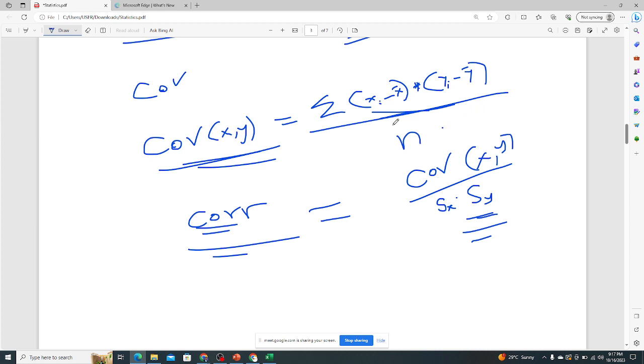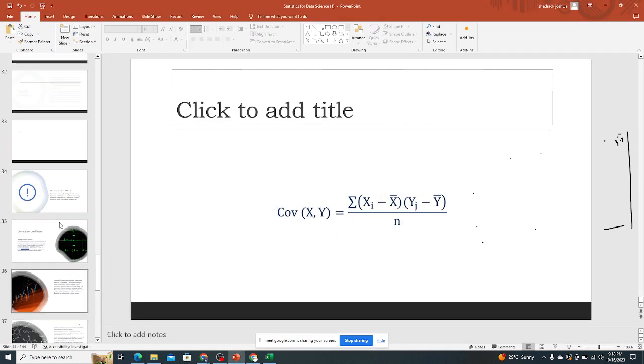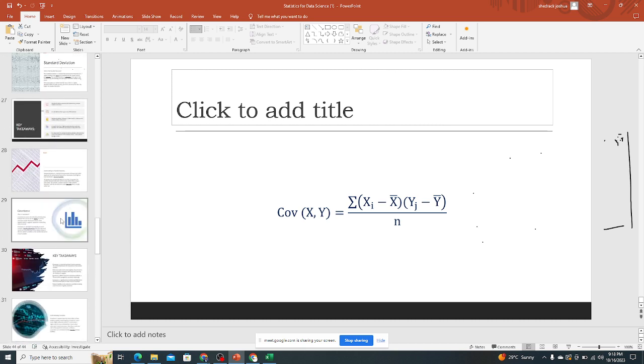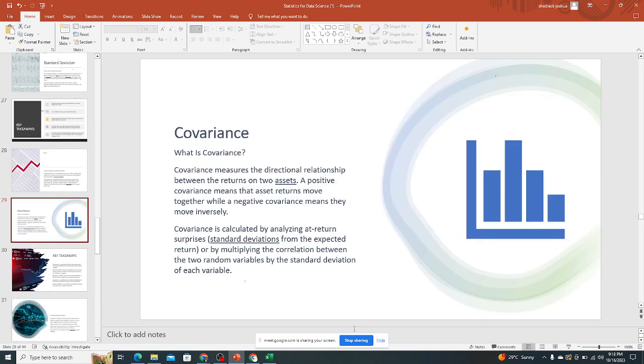Majorly, we will be using covariance, and we will be using income data and also expenditure data. Any question up to that point before we see what we have in our notes?